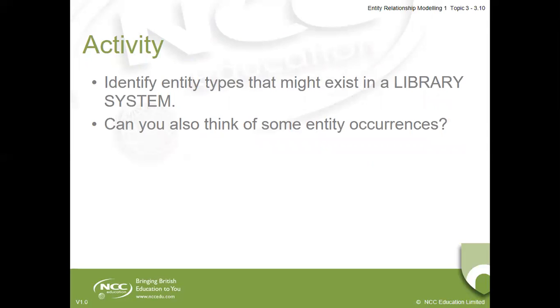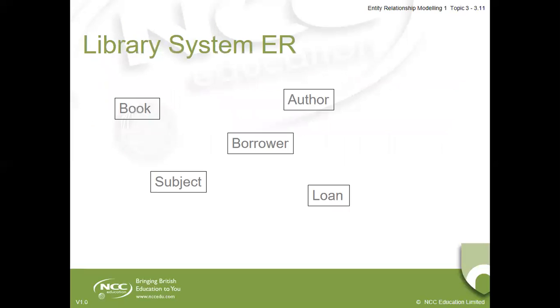Then the activity: identify entity types that might exist in a library system. Can you also think of some entity occurrences? Let's say you are building a library system. The first thing that you have to do is to identify how many tables we are going to have in this system. So a library system can have a book, a subject, a borrower, a loan, and the author.